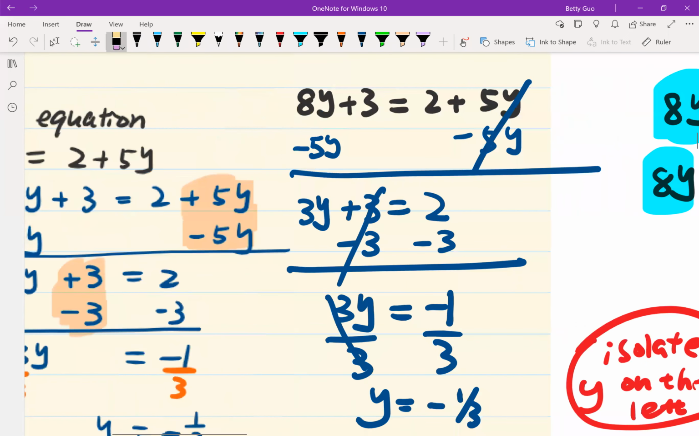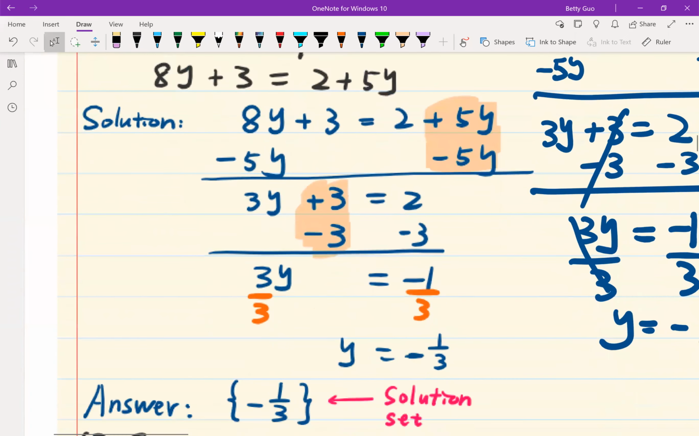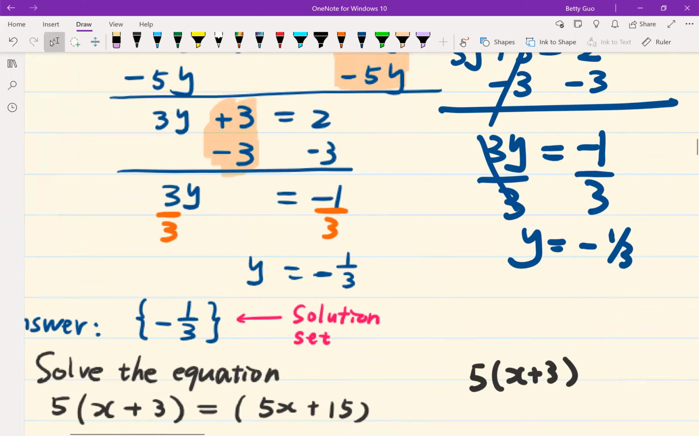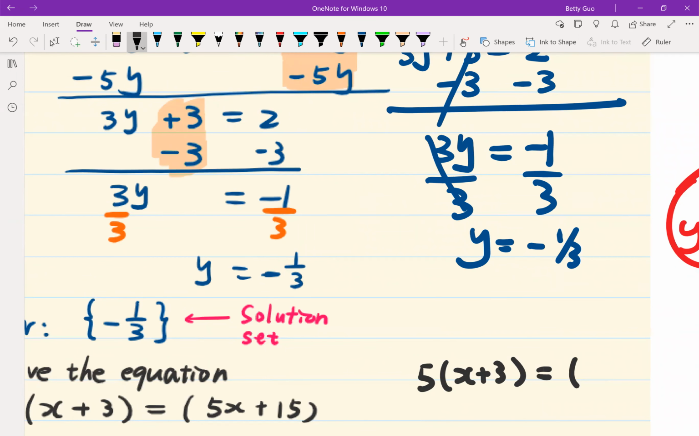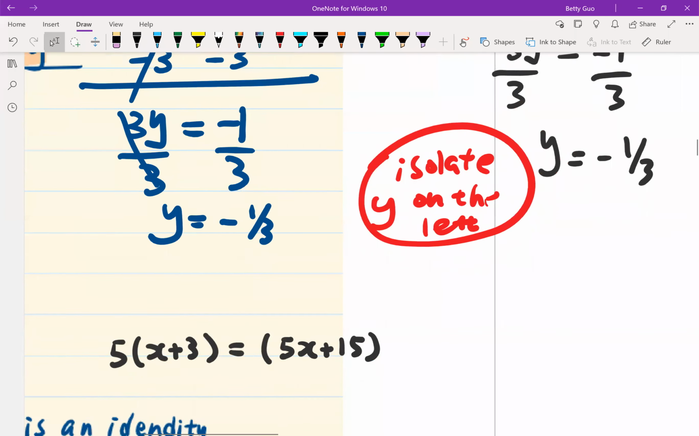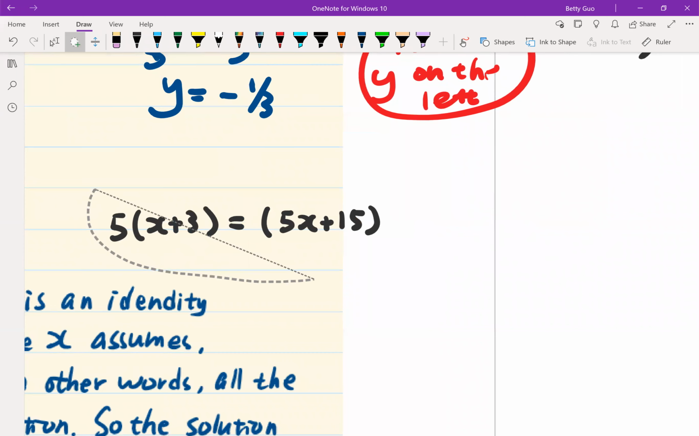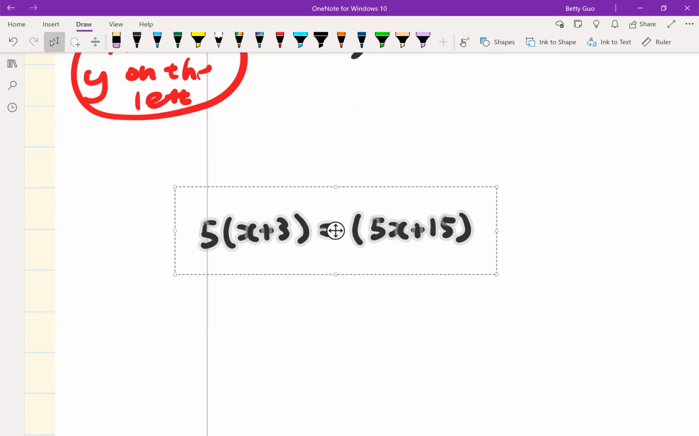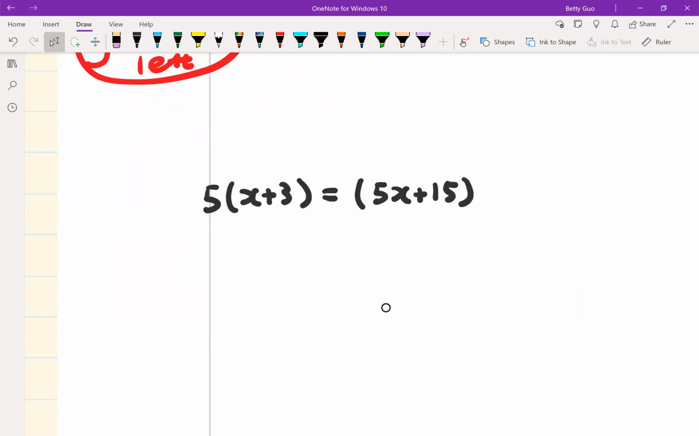Let's see the next problem, number 7. Let me copy this problem and then we practice. It is 5 times parentheses x plus 3 equals 5x plus 15. All right, I'll give you a couple minutes. Solve this equation.